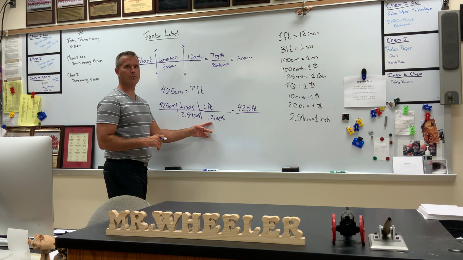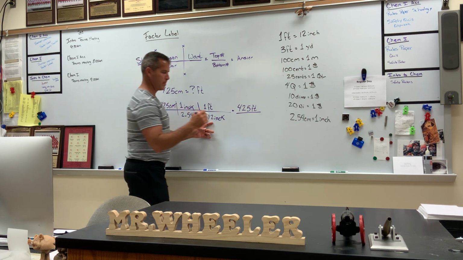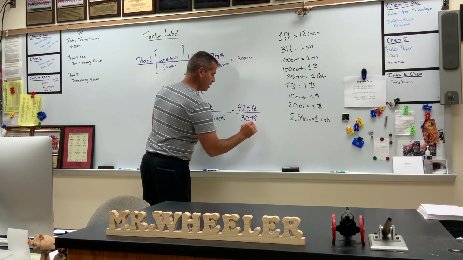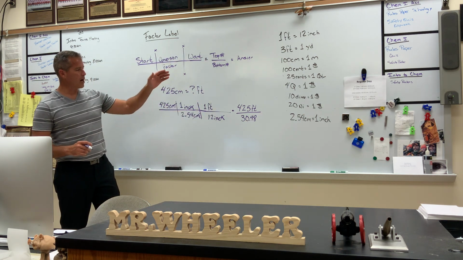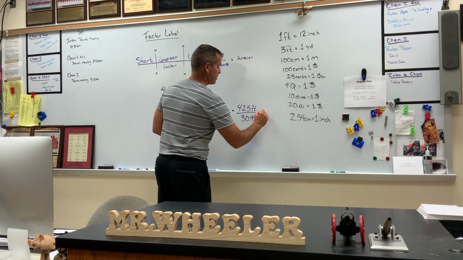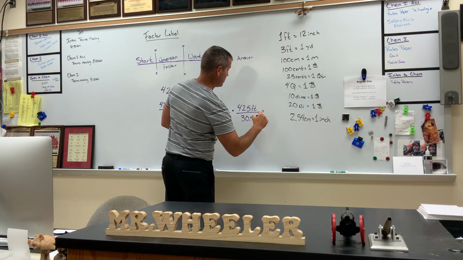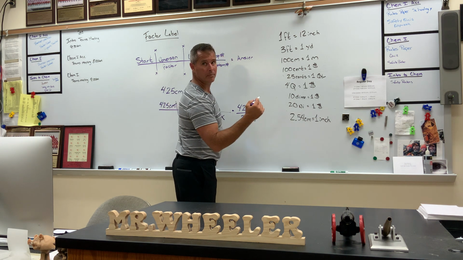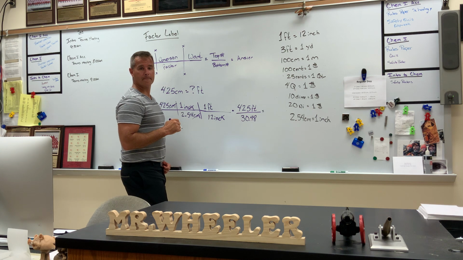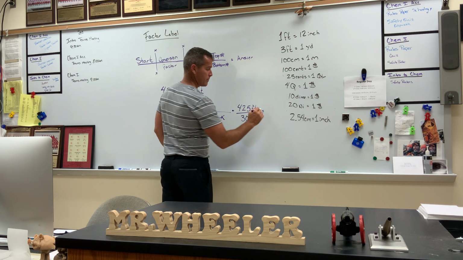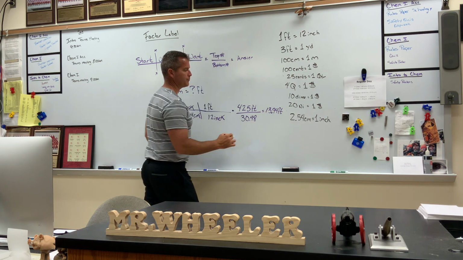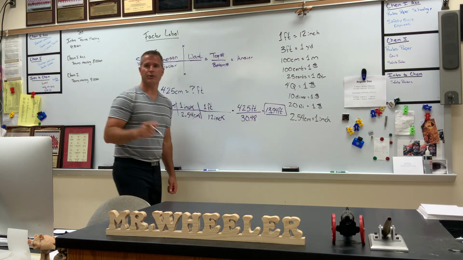2.54 times 12 is what? 30.48. Cool. So I have 425 as my top number, 30.48 is my bottom number. I divide the two. How many feet is that? Cool. Is that what you got?